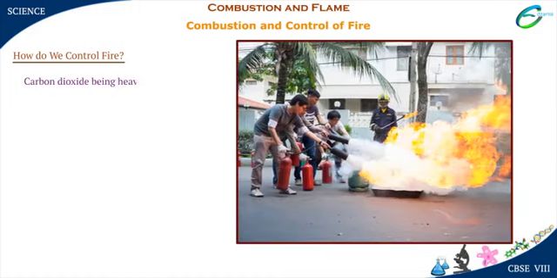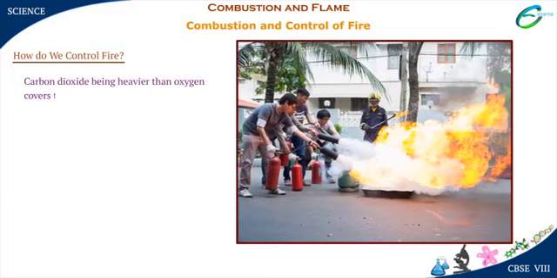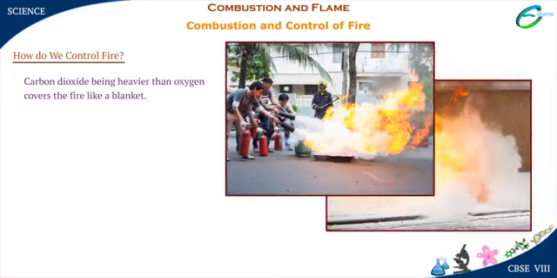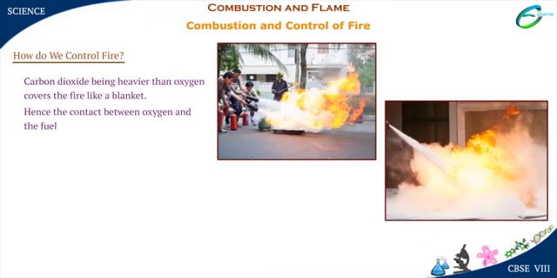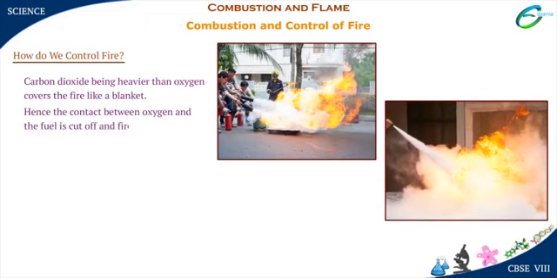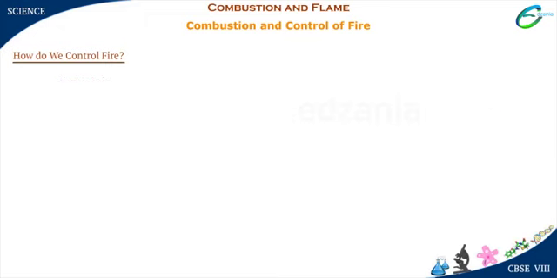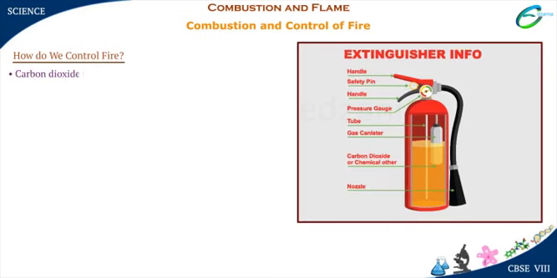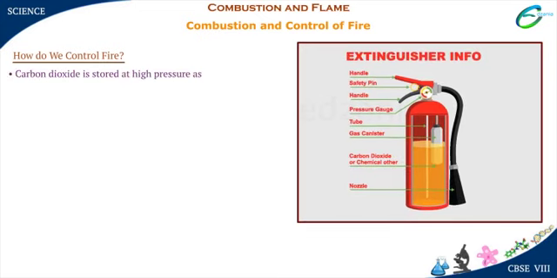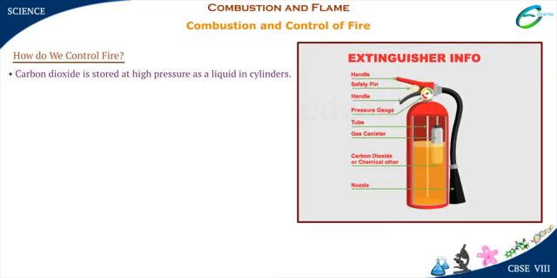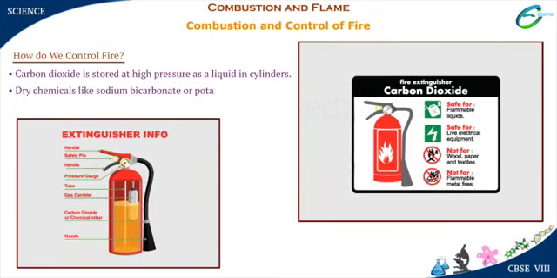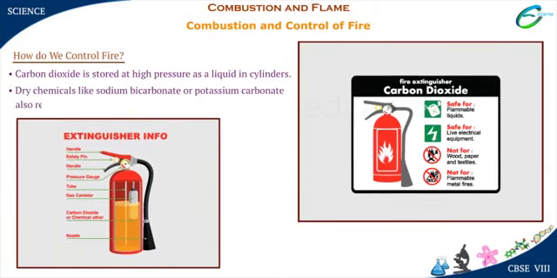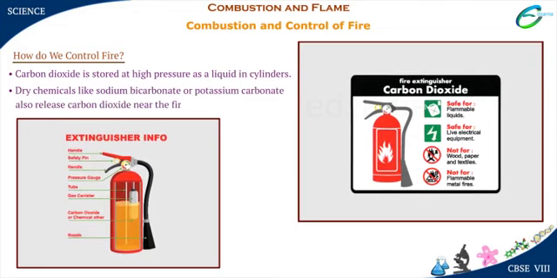Carbon dioxide, being heavier than oxygen, covers the fire like a blanket. Hence, the contact between oxygen and the fuel is cut off and fire is controlled. Carbon dioxide is stored at high pressure as a liquid in cylinders. Dry chemicals like sodium bicarbonate or potassium carbonate also release carbon dioxide near the fire.